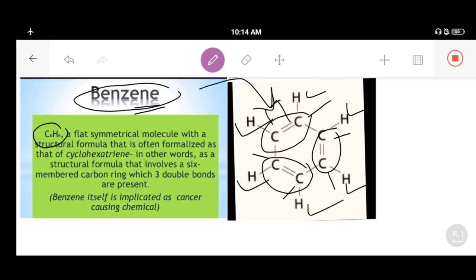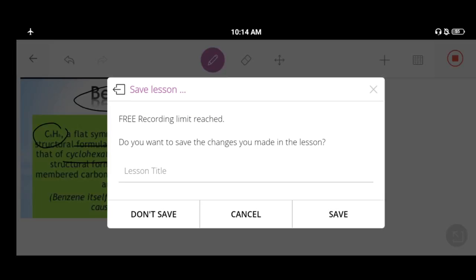So it's a flat symmetrical molecule with a structural formula that's often formalized as cyclohexatriene. Now the question arises, why is this called cyclohexatriene? Every single compound has two names: one is the common name, another is the IUPAC name. We are going to discuss these things further in upcoming lectures, what these common names and IUPAC names are. These are related to nomenclature, which we are going to discuss within one or two lectures.